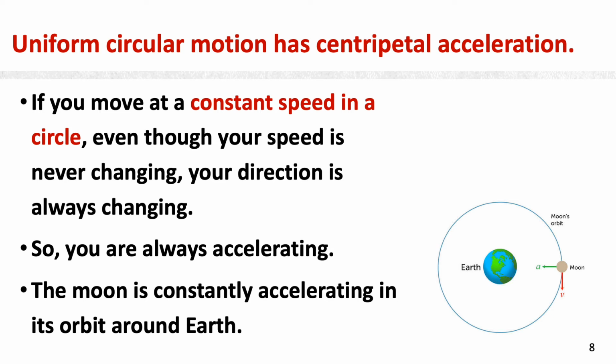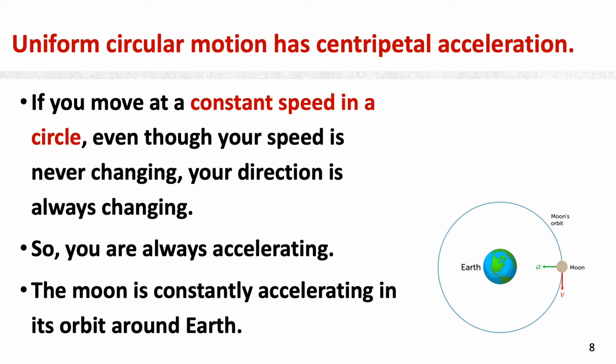Uniform circular motion has a centripetal acceleration. What is the meaning of this? If you are moving at constant speed, it means there is no change in speed, but you are moving in a circle. So the speed is not changing, but you are changing direction because you are moving in a circle. So your direction is always changing. When direction changes, it means that you are always accelerating.